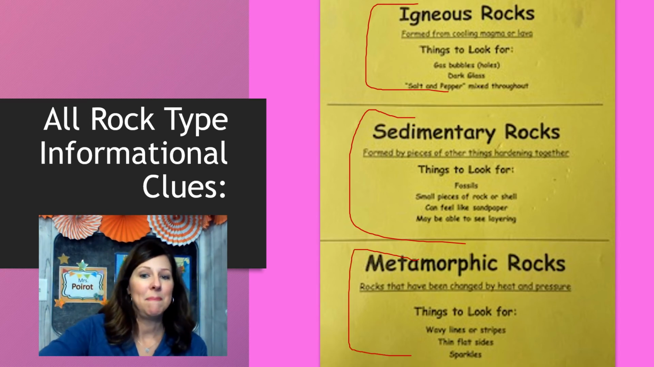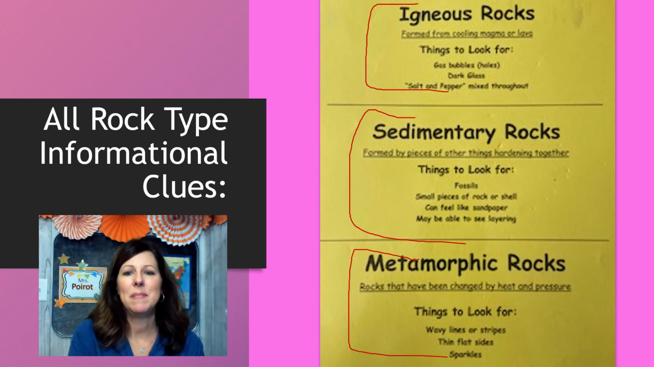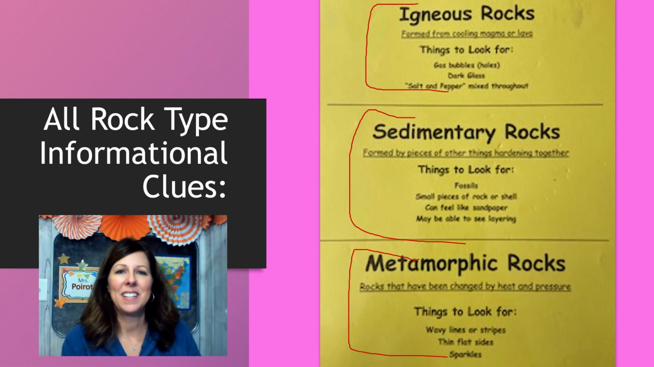And finally, maybe you have a metamorphic rock. Remember, these are rocks that have been changed by heat and pressure. Some things that you would want to look for would be wavy lines or stripes, maybe some thin flat sides, maybe sparkles. So I hope you have a pretty good idea of which rock you have. And I'll tell you in the next slide how you're going to share that.